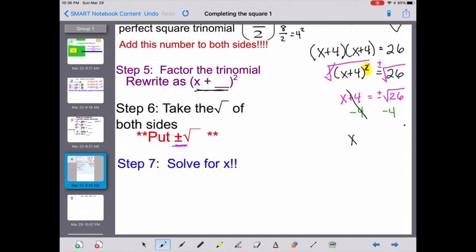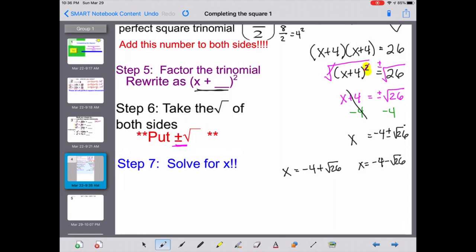And the x comes down. Equal sign doesn't move. And then I write negative 4 plus or minus the square root of 26. So I have my two different answers, like in the quadratic formula. X equals negative 4 plus square root 26. X equals negative 4 minus square root 26.